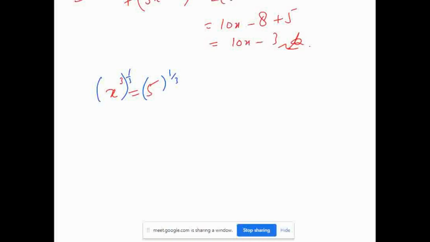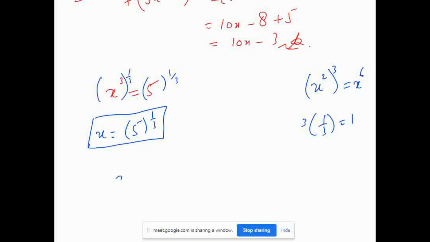Is it? Now as we know that if you have x square whole cube, what will be the answer? This will be equals to what? Yes, we multiply. x power 6, because whenever you have power on power, it means you have to multiply the powers. Okay, now if you multiply 3 with 1 by 3, what will be the answer? This will be 1. So x will be equals to 5 power 1 by 3.